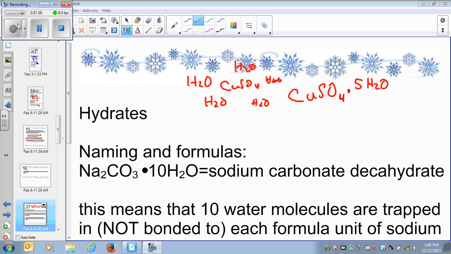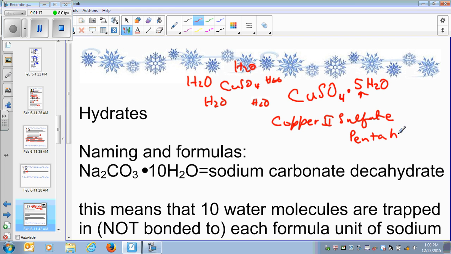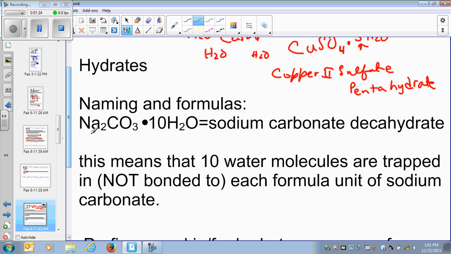So it's a compound that has a natural tendency to absorb water, so I will say it is copper 2 sulfate, and when you write the name, it's 5 water molecules, so I'll say pentahydrate, where hydra means water. That means it has absorbed 5 water molecules. So I have sodium carbonate, and I have 10 water molecules attached to sodium carbonate.